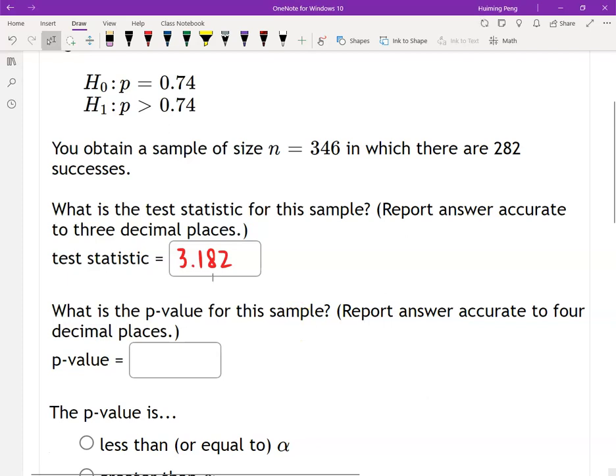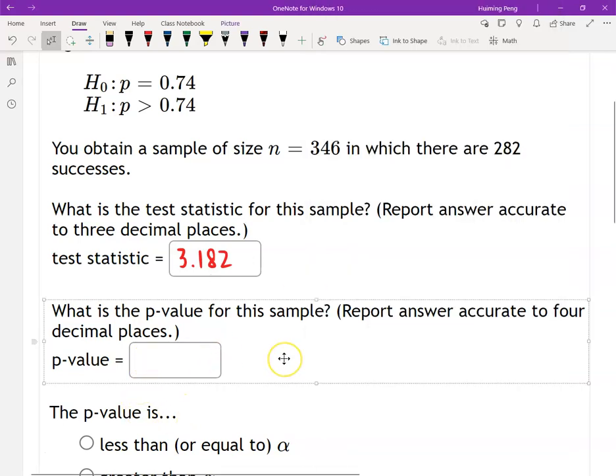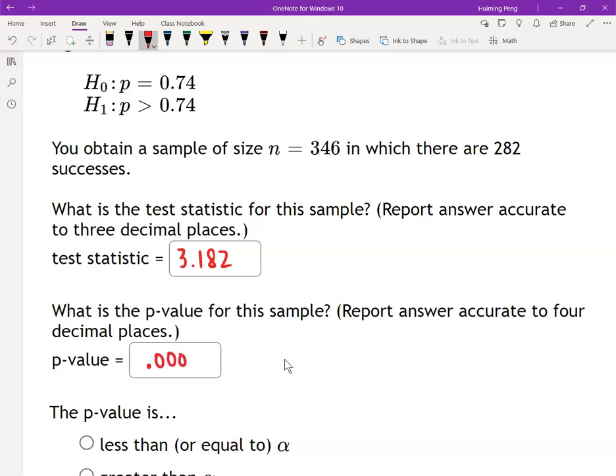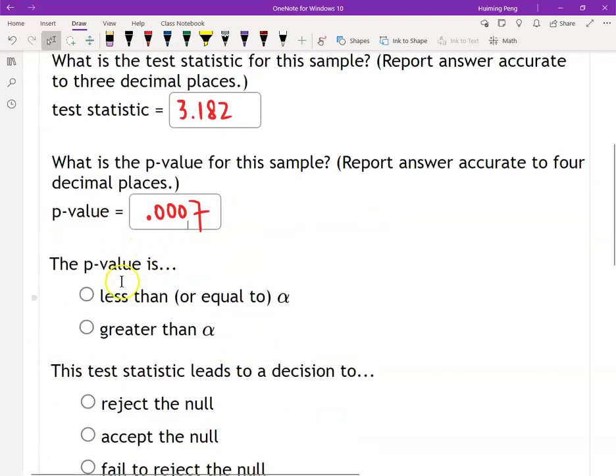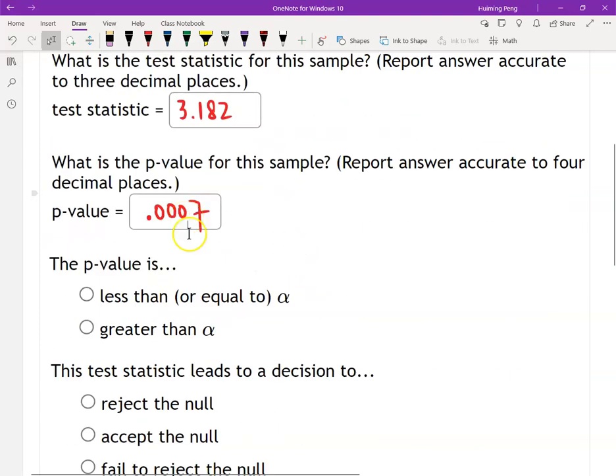Now look at the p-value. It is 7.3 E raised to negative fourth power. This is scientific notation, which means 0.0007, right? So then put here 0.0007. See, very small. Therefore, based on this, the p-value is less than alpha, right? Because alpha is 1%, so this is less than.